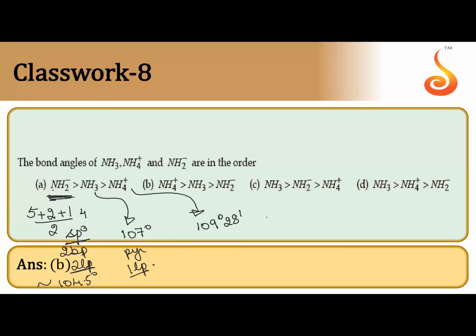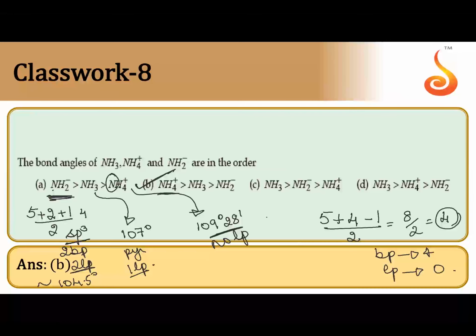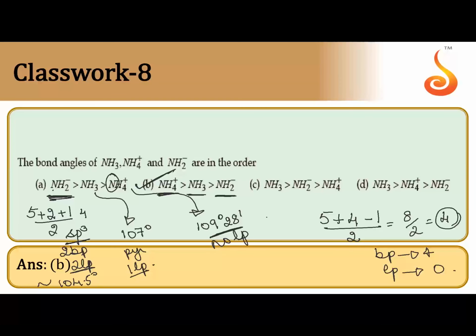Let's do our calculations. Nitrogen is 5 valence electrons and we are adding 4 there, deducting 1 there because of the plus charge. Divide by 2. 9 minus 1 by 2, 8 by 2 is 4. Bond pairs are 4 only. Electron pairs are also 4, meaning lone pair is 0. That means a perfect tetrahedral structure, 109 degree, 28 minutes. So this has no lone pair and it has the highest bond angle. So which option is correct here? NH4 plus is having highest bond angle as compared to NH3 as compared to NH2 minus.